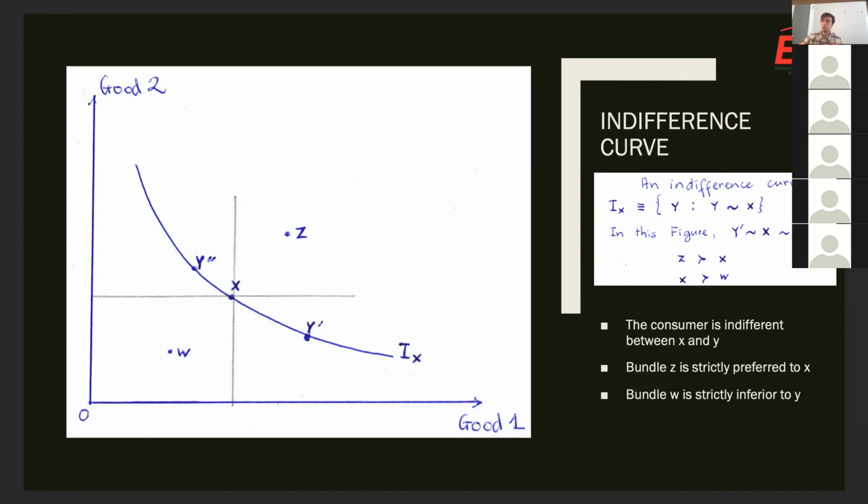The issue being typically that if this is your optimal choice for a consumer, your bundle Z will not be affordable. It will be outside of the range that they would be able to purchase given their consumer preferences in terms of their budget and the price of the goods. So the consumer is indifferent between X and Y. Bundle Z is strictly preferred to X. Bundle W is strictly preferred to Y. And you will have your formula on the next slide, I believe, for your indifference curve.